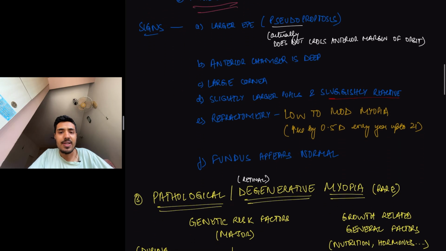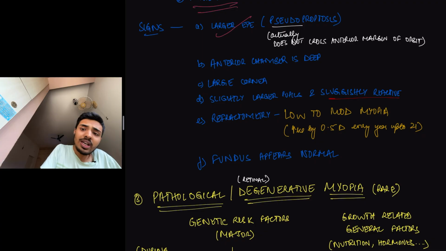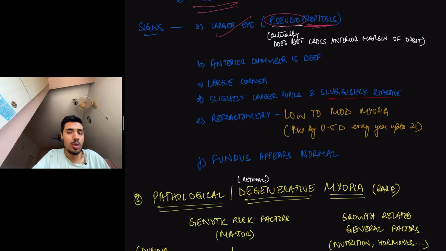Next, coming to the signs. So as I told you, there are biological developmental variations in the axial length and the curvature. So the eye appears larger. Now there is something known as proptosis. In proptosis, the eye is so large that it comes even more forward than the anterior superior orbital margin. So here, because the eye is larger, it appears like there is proptosis, but actually it does not cross the anterior margin. Hence, it is pseudoproptosis.